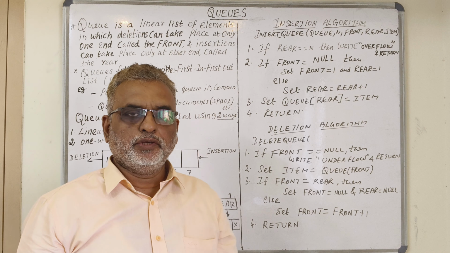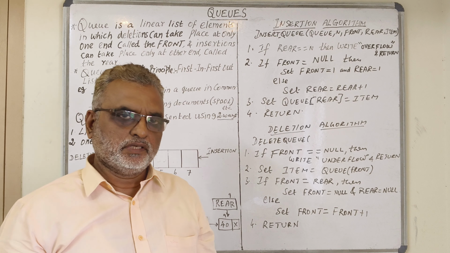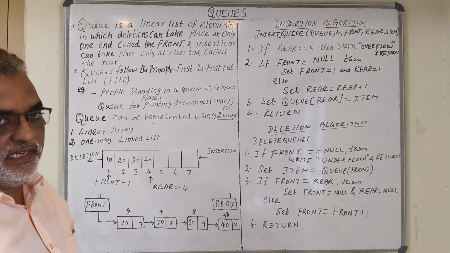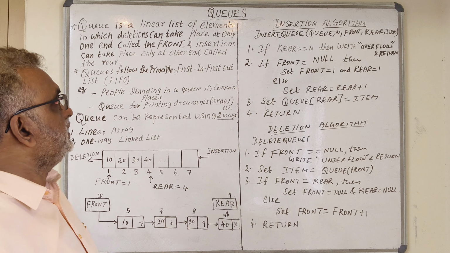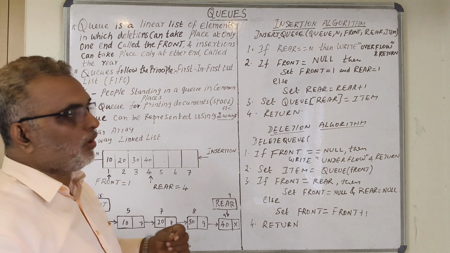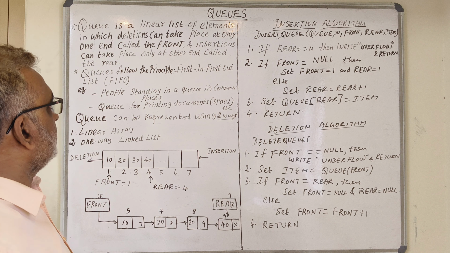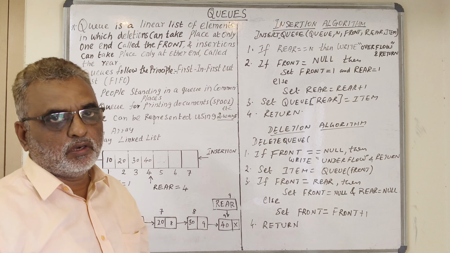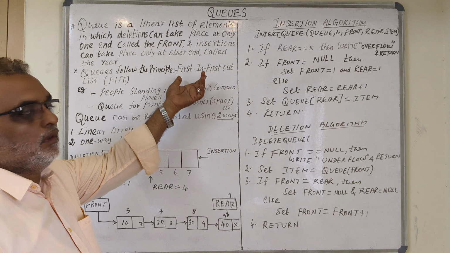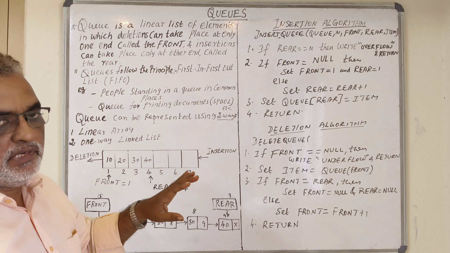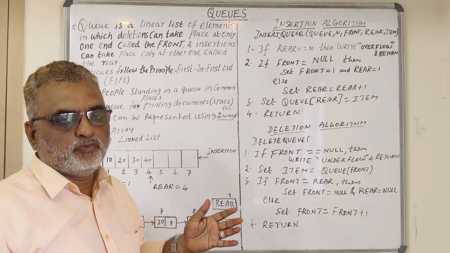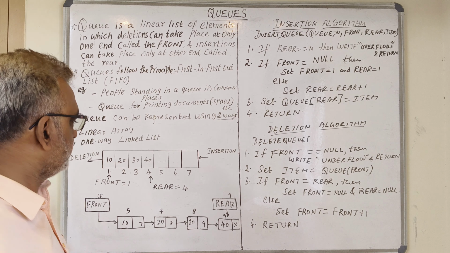So in this video, we are going to discuss another very important concept from data structures and algorithms, that is queues. A queue is a linear list of elements in which deletions can take place at one end called the front, and insertion can take place at another end called the rear. A queue follows the principle first in, first out. The element which enters the queue first will exit the queue first. It will come out first.